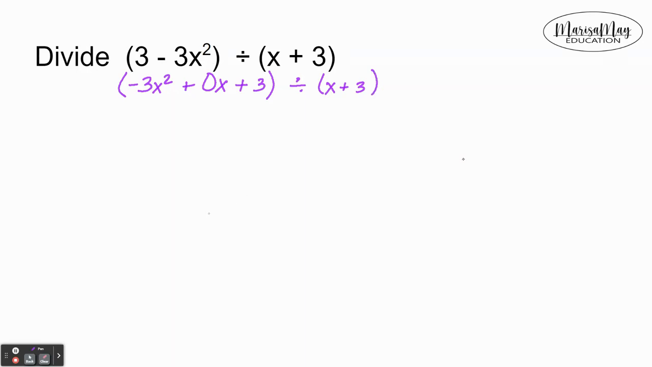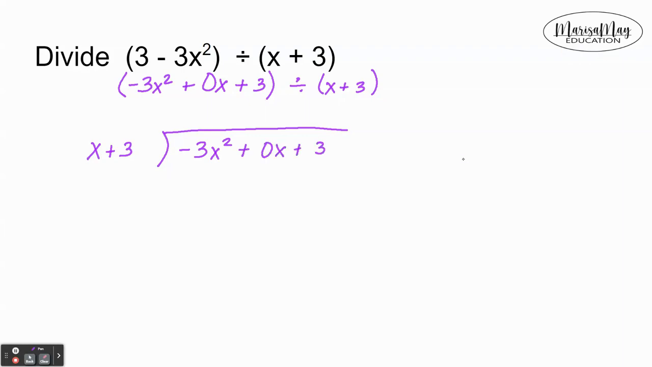Now, if you remember from division, we have this house-like thing, right? And we put the divisor on the outside. That's the x plus 3. And we put the dividend on the inside, just like that, to set up our problem.